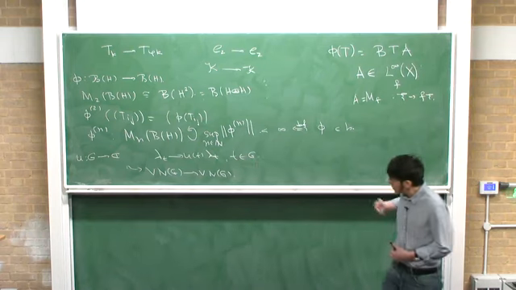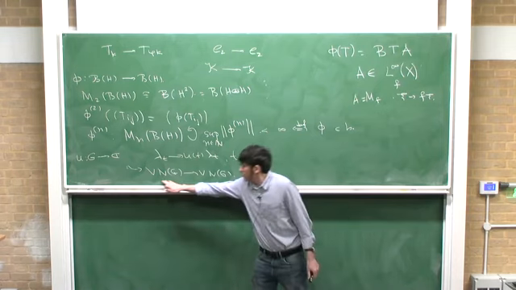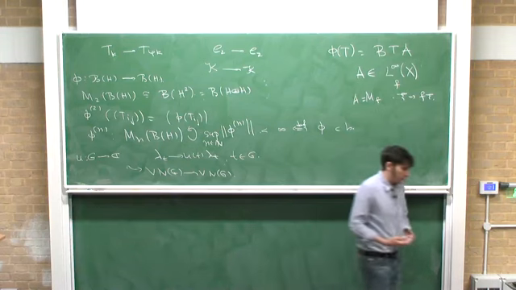Those functions for which this map here extends to a completely bounded map on the von Neumann algebra of G are called Herz-Schur multipliers.